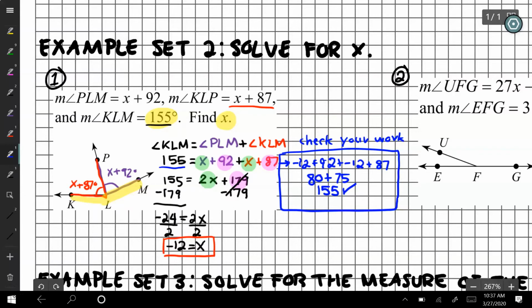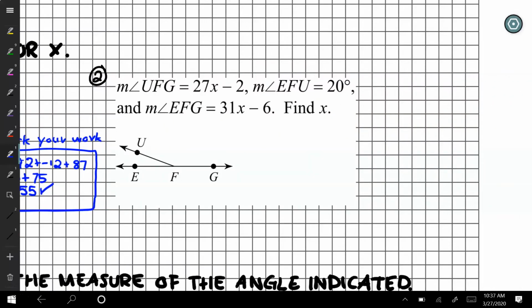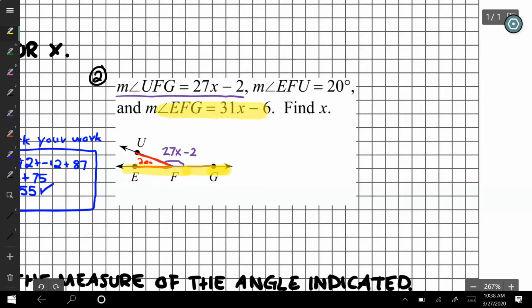Alright, so I'm going to do a second example here. You can try and set it up on your own. I'm going to talk us through it again. So we're starting with the measure of angle UFG is 27x minus 2. Alright, and the measure of angle EFU is 20 degrees. Alright, and EFG, so EFG is 31x minus 6.